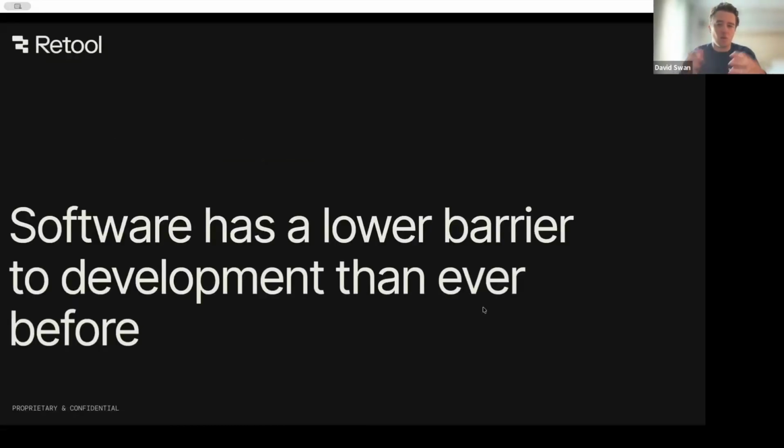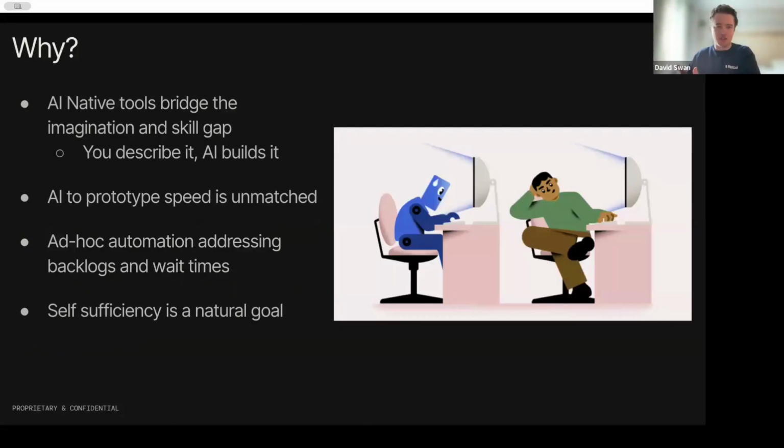So what is the whole premise for why you're here today? It's not just to apply security on top of software development, but to address the new reality of software development. It has a lower barrier than ever before, meaning that new people can come in and build, meaning that we're quicker to get things off the shelf. And that has been really enabled by some technology advancements, as well as, frankly, some fits between how people approach problems and psychological components. And that technology side is where AI native tools have really come in to bridge that imagination and skill gap.